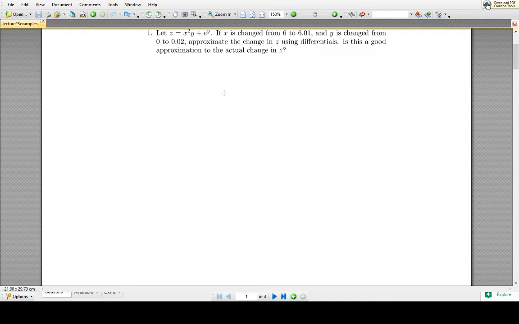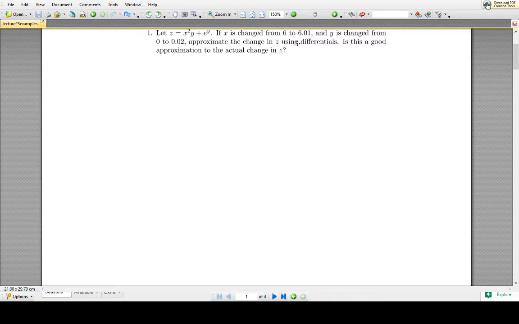Let's take a look at this question here. They gave us a function z is equal to x squared y plus e to the y. And then they claim that if x is changed from 6 to 6.01, so x is changed by just a small little amount, and y is also changed a small amount from 0 to say 0.02, they would like us to approximate the change in z using differentials.